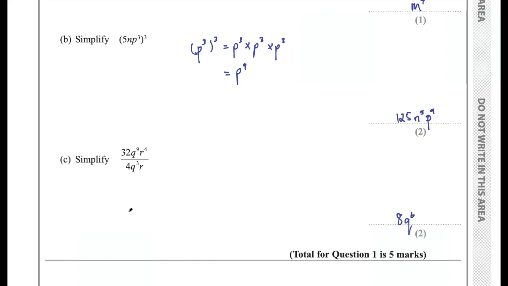to the power 6. And then r to the power 4 divided by r to the power of 1. If there's no power, you just assume that it's 1. So r to the power 4 divided by r to the power 1 is 4 take 1, which is r cubed, r to the power 3. So that's the final answer there. And that was question 1 for 5 marks.